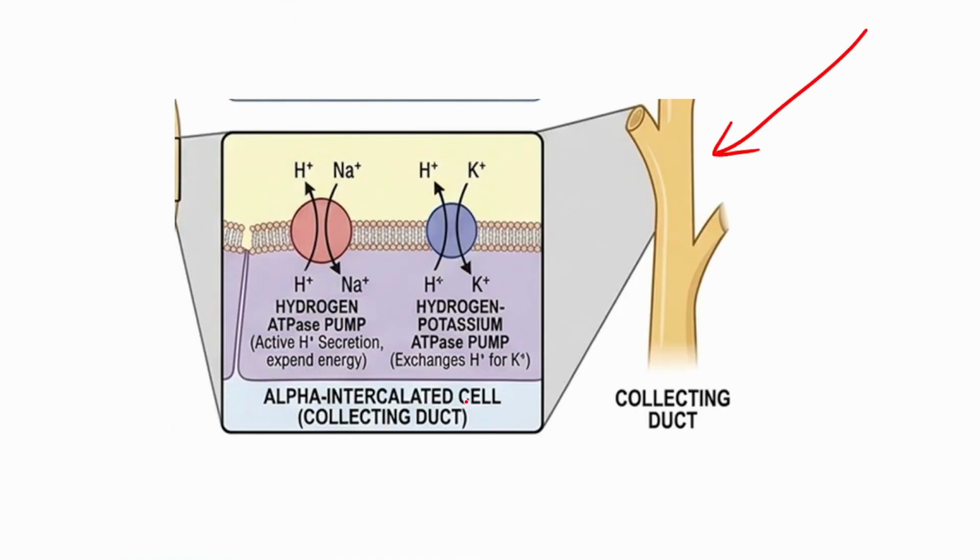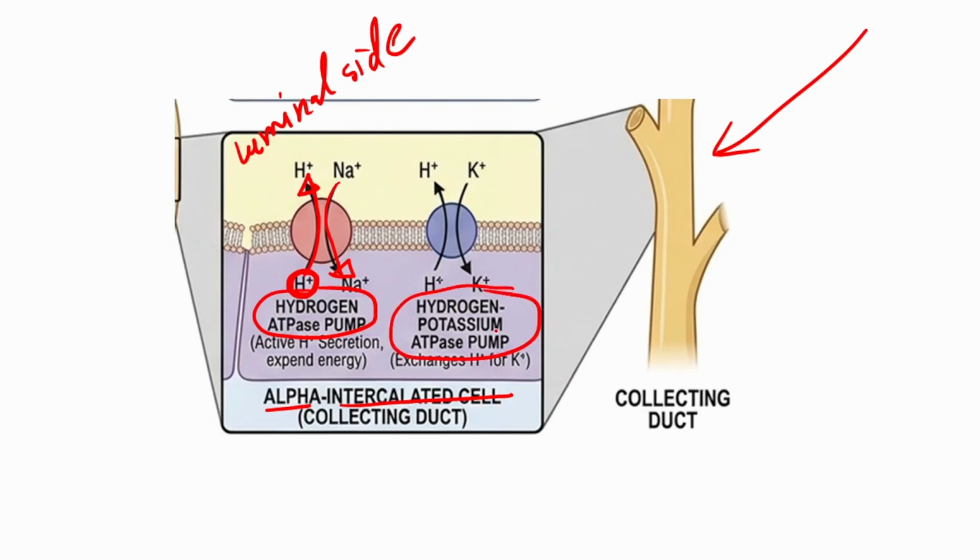In the collecting duct, we will have alpha intercalated cell. And in the apical membrane, we position two distinct molecular engines. The first one is hydrogen ATPase pump, where the hydrogen ion is actively pumped into the lumen. You see this hydrogen is getting pumped out from the cell to the lumen. Remember, this side is the luminal site, and in exchange of that, the cell is receiving one sodium. And just beside that, we have hydrogen potassium ATPase pump, which exchanges one hydrogen for one potassium. You see the direction? Hydrogen is getting out and potassium is getting in.